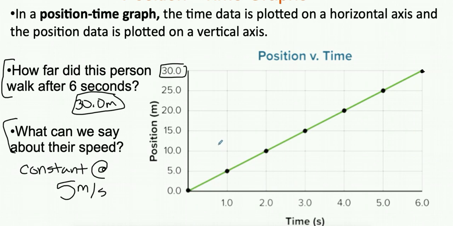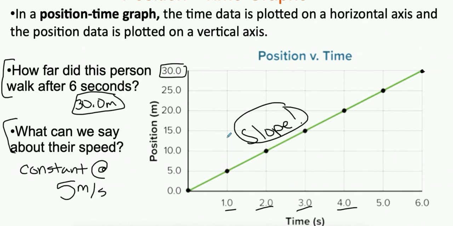How can we figure that out without just going second by second? Because you're not always going to have 1 second, 2 seconds, 3 seconds, 4 seconds, right? Well, the best way to figure that out is with slope, okay? So there are times where we're going to have to figure out the slope of that line to figure out how fast things are going.